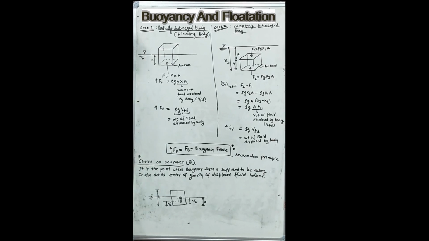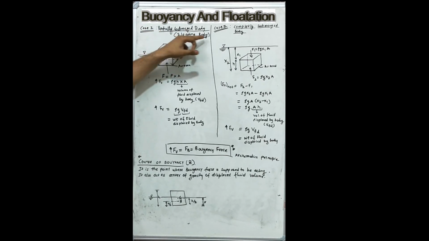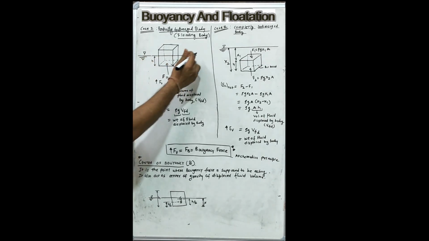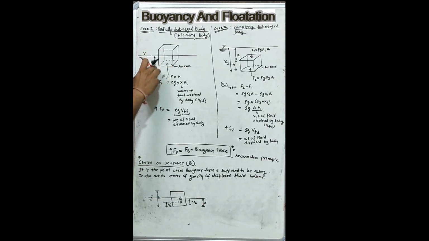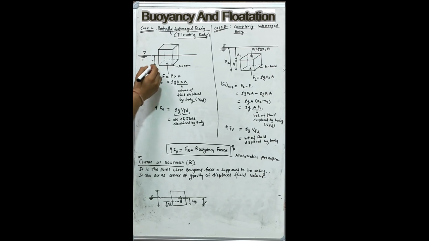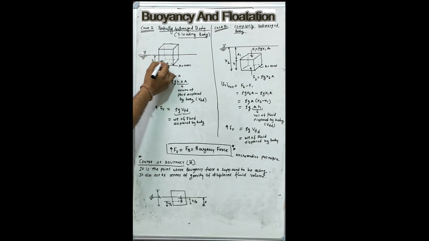By taking the first case, a partially submerged body or a floating body. So there is this body, let us consider this body having the base area A, and this is the symbol which is used to represent the surface of the water. This is the free surface of the water, and this part up to the depth h is inside the water. Okay, so what is the pressure at the base of this body?